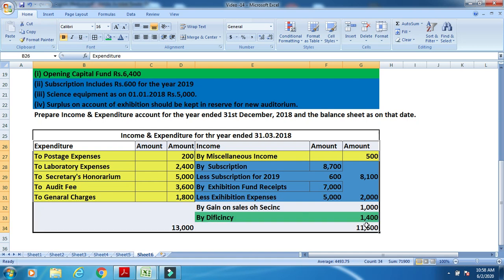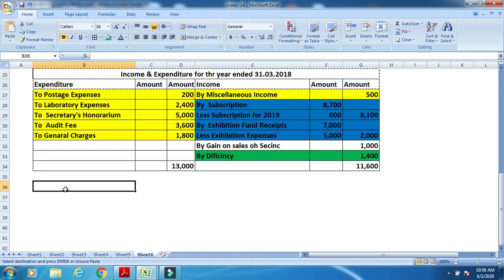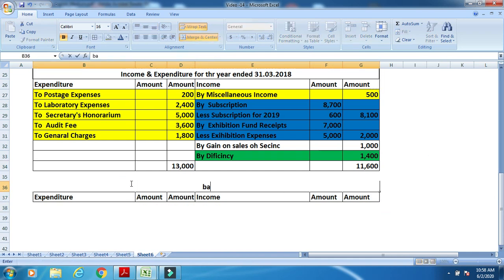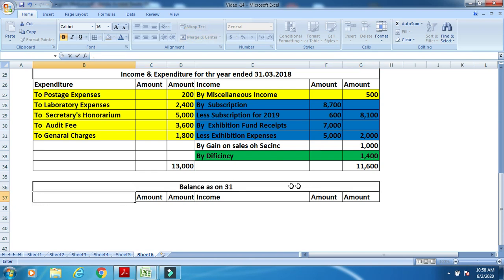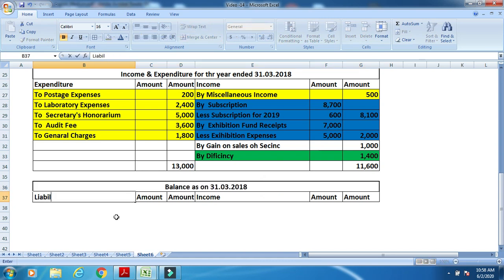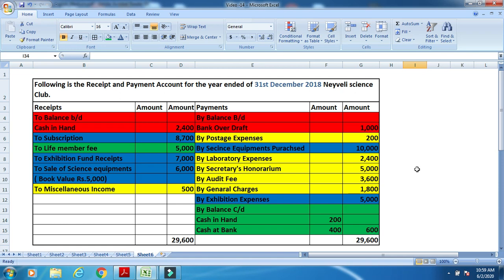Highlighted in green. So the next step will be to prepare the balance sheet with the help of the receipt and payment account and adjustments. Balance sheet as on 31st March 2018. Here liabilities, here will be mentioned assets. Whatever is highlighted in green, we mention in the balance sheet.